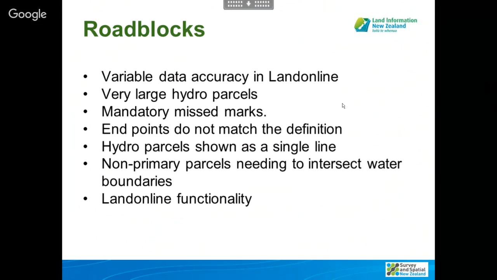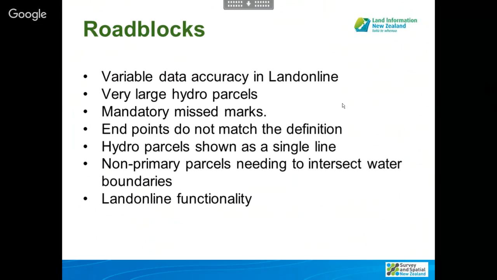So hydro parcels in Landonline that are shown as a single line when they should be a polygon with width. Non-primary parcels needing to intersect water boundaries, because you can't capture balanced boundary lines in a data set that only has non-primary parcels. We have to split those for you. And just a general thing around Landonline functionality. Some of it's hidden. Some of the really good tools around irregular boundaries are not that apparent. So we'll have a little bit of a look at that. But there's also some good advice on the website and the e-survey guide around that.